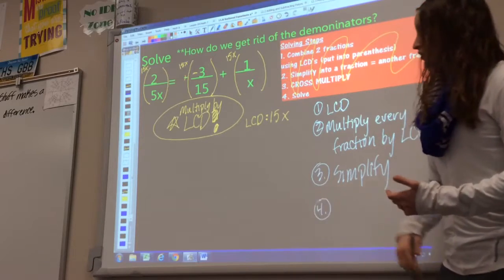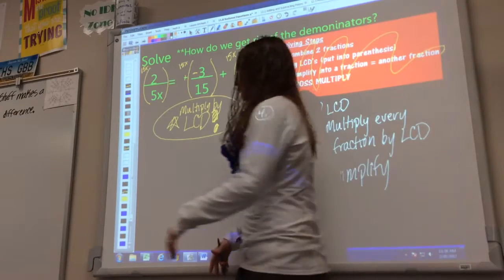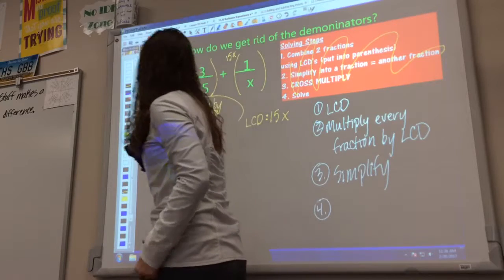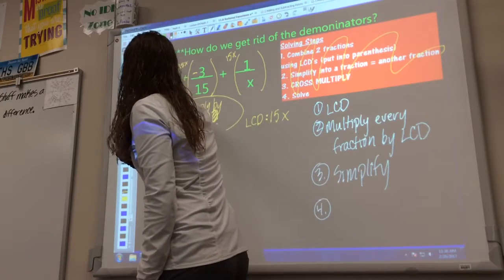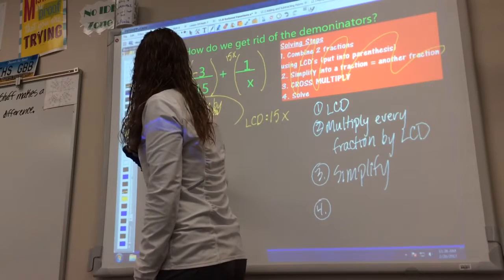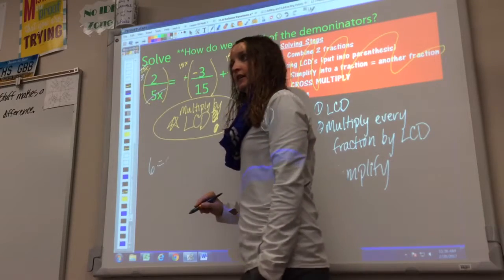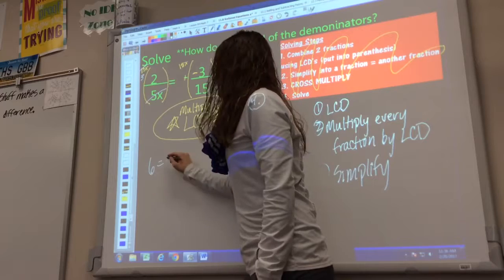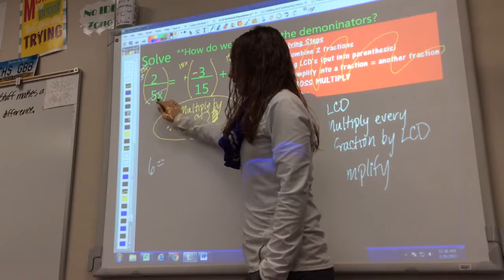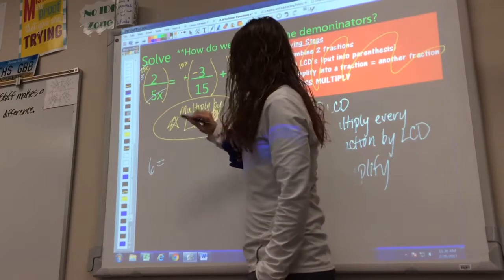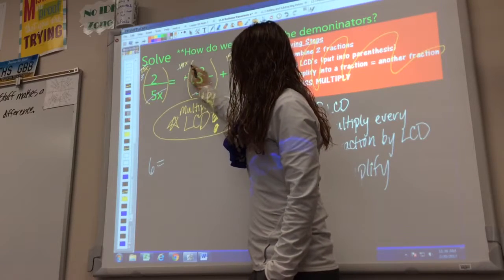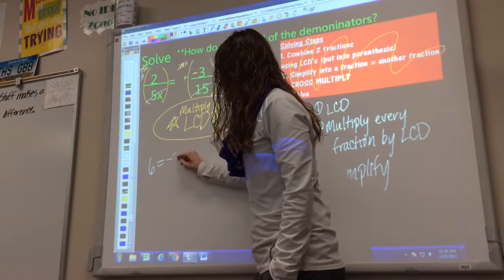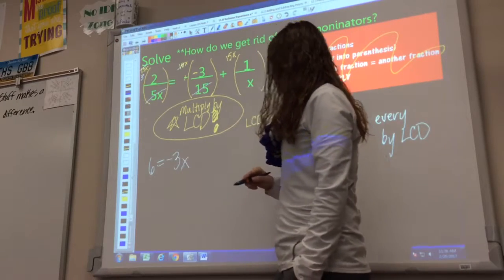Okay? So check this out. What's 15x divided by 5x? 3. Okay? What's 3 times 2? 6. Well, that was hard. We are multiplying by the LCD. It will always get rid of your denominator. Check this out. What's 15x divided by 15? x. So what's x times negative 3? Yes. Oh my gosh, this is magical.